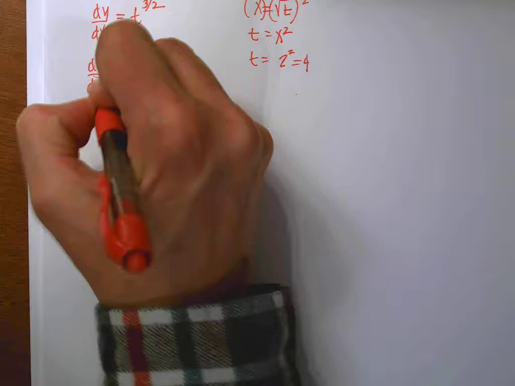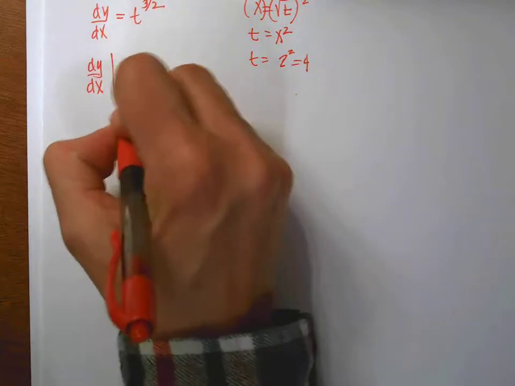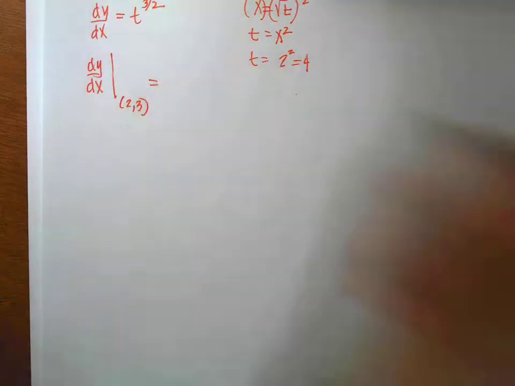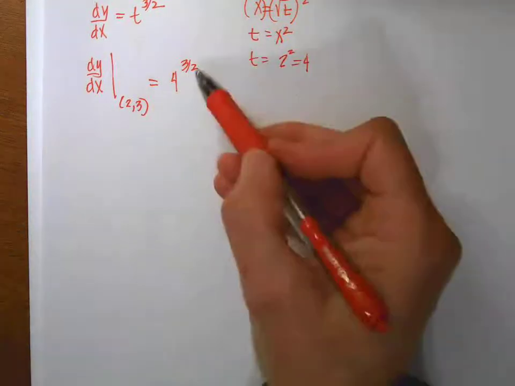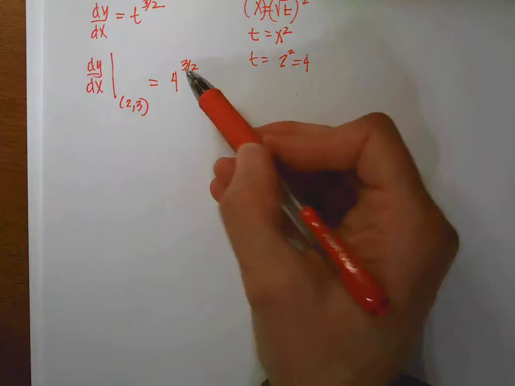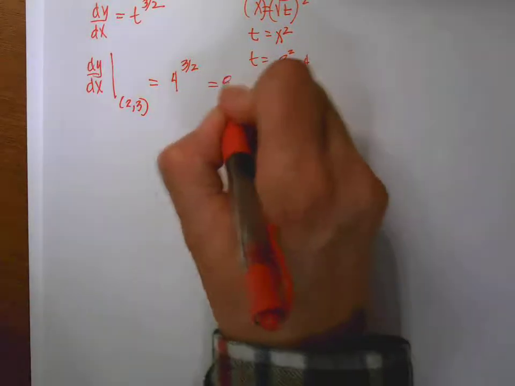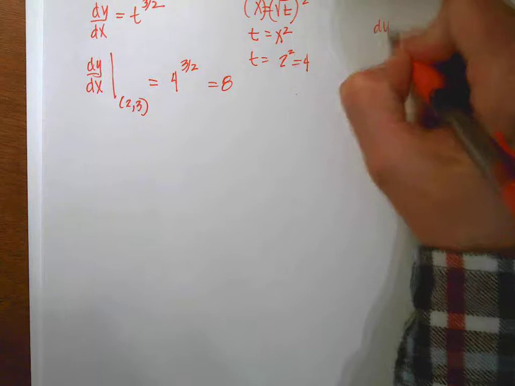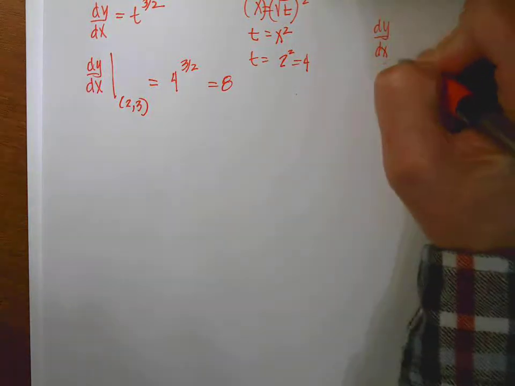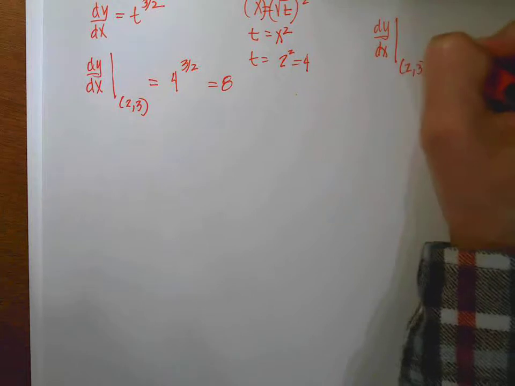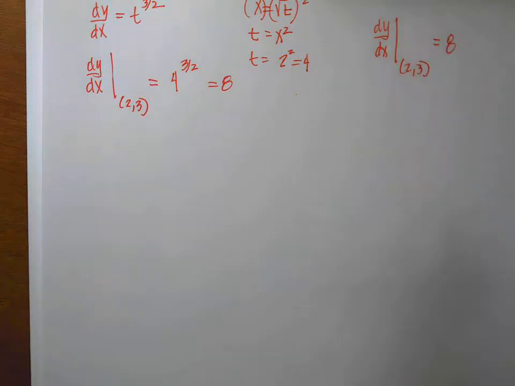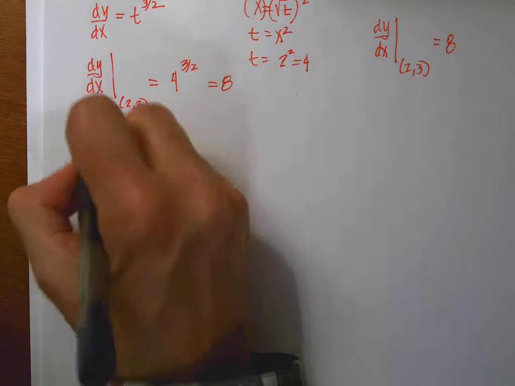Alrighty, then my dy/dx, my slope at the point 2, 3 is going to equal 4 raised to the 3/2, which is the square root of 4 raised to the third, and so that's going to be 8. So if I report my answer nicely, my dy/dx at the point 2, 3, that's going to equal 8. Alrighty, so the next thing I want to do, and I'll change to a different color just because, is the second part of the problem.